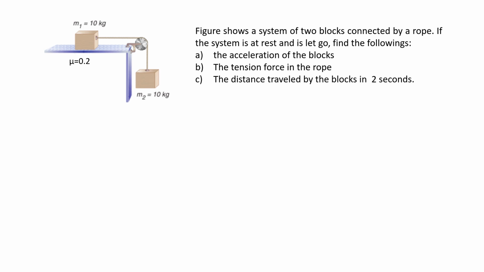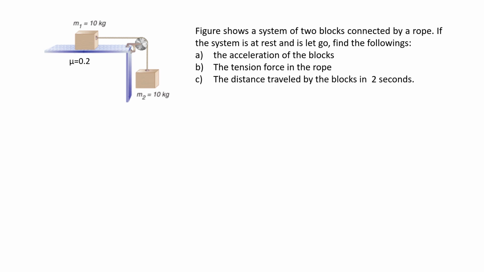Hello, today we're going to consider a very classical problem that shows up in many physics homeworks or exams. Let's read the question together. Figure shows a system of two blocks connected by a rope. If the system is at rest and is let go, find the following: the acceleration of the blocks, the tension force in the rope, the distance traveled by the blocks in 2 seconds.